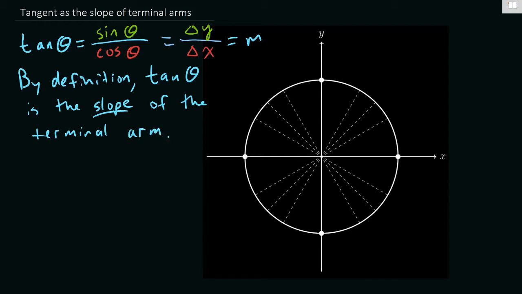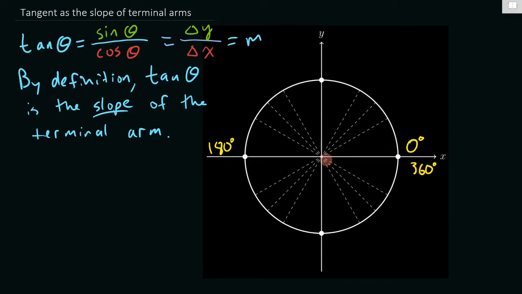And if you really understand that tangent is the slope of your terminal arm, then that makes finding the tangent of an angle very intuitive for most of your special cases. So let's start here at 0 degrees. So we've got 0 degrees here, 180 of course is here, and 360 of course is here.